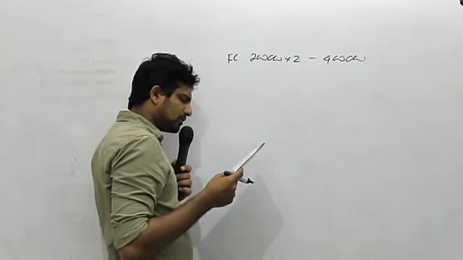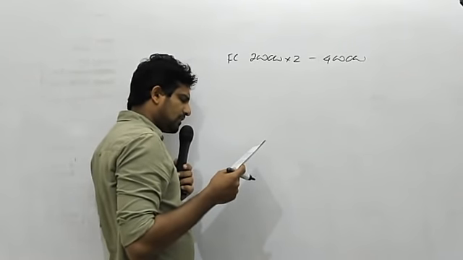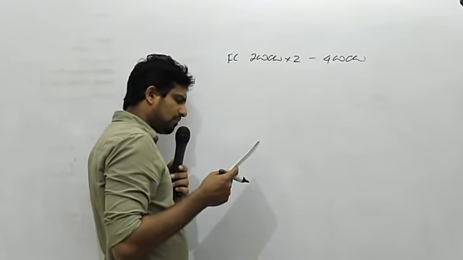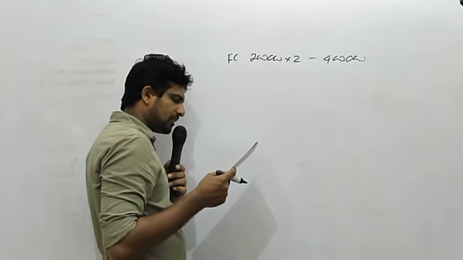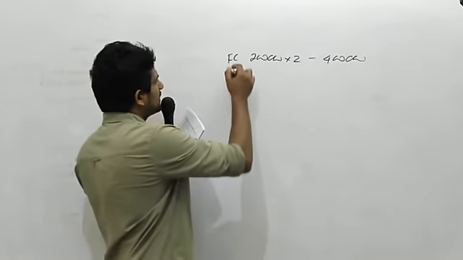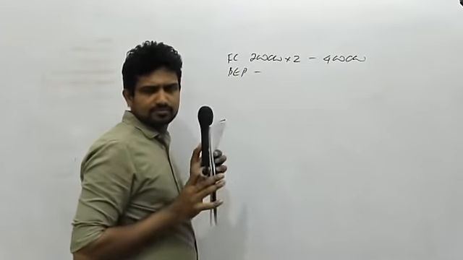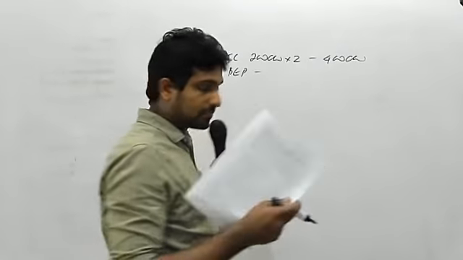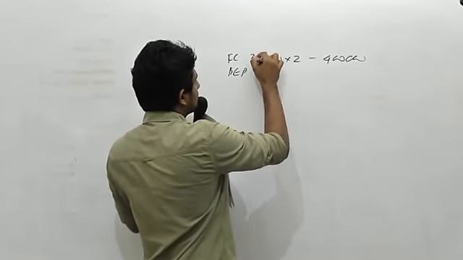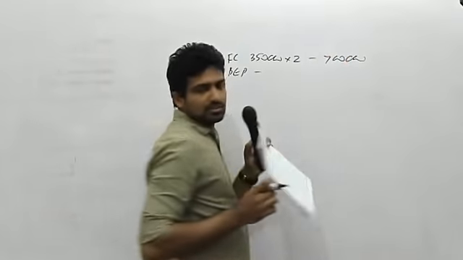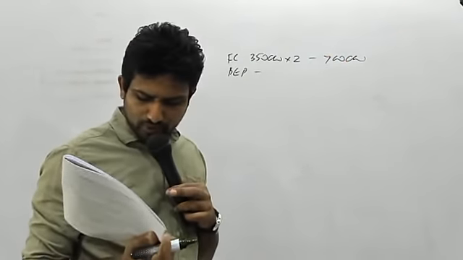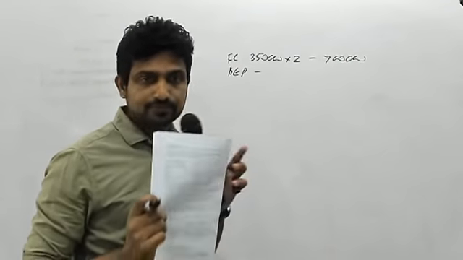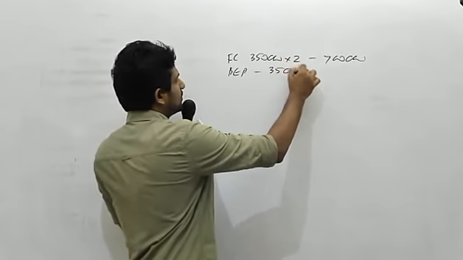What is the minimum amount by which the unit variable cost of product A should be decreased if the company wants to maintain the same break-even point computed in question 3 above? Tell me what is the break-even point you calculated in 3? Sorry, this is Anoma company. 350 into 2, 700,000. What is the break-even point in 3 you calculated for Anoma company? 35,000. The break-even point we calculated is 35,000.